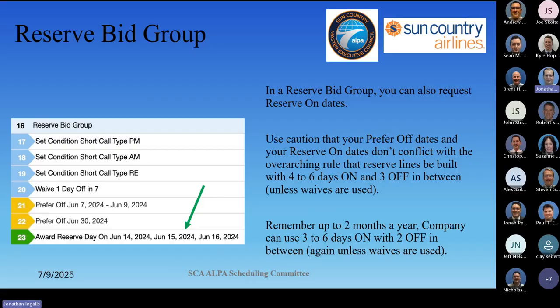Just use caution that your prefer off dates and your reserve on dates don't conflict with that overarching rule that reserve lines need to be built with between 4 to 6 days on and 3 off, unless you're using waves. If you're using waves, then don't worry about it too much. And remember that 2 months a year, the company can use 3 to 6 days on with 2 days off.